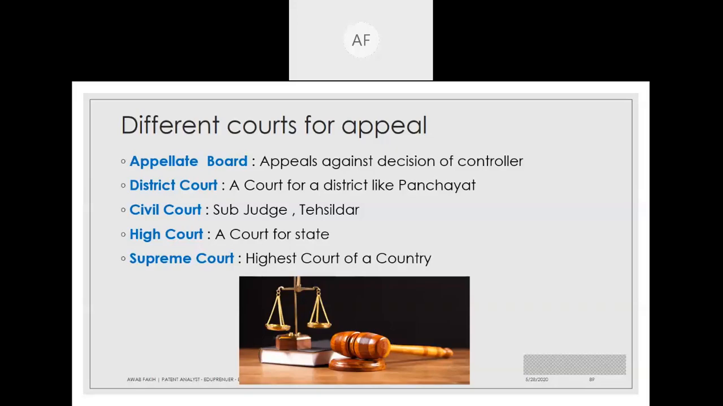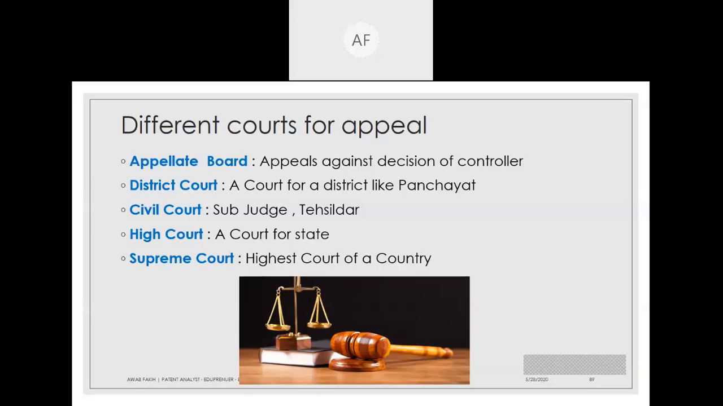Now, the first thing is that you go and file your application in the patent office. You can file offline or online. Both options are available at this moment. Now, the patent office will examine your application and give you an examination report in which either your application is passed or some objection is raised by the controller. Those objections I can either rectify or change and then file that again in the patent office, saying I have done the amendment accordingly.